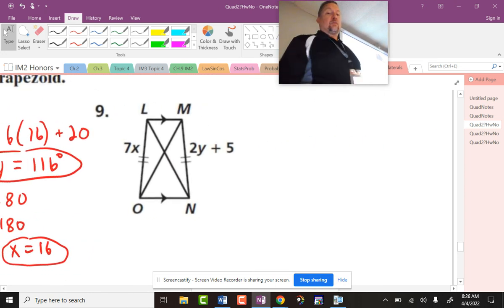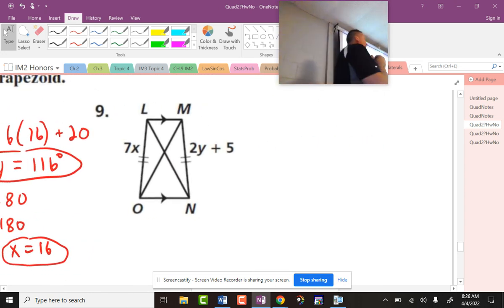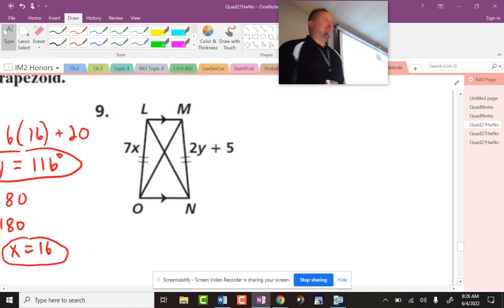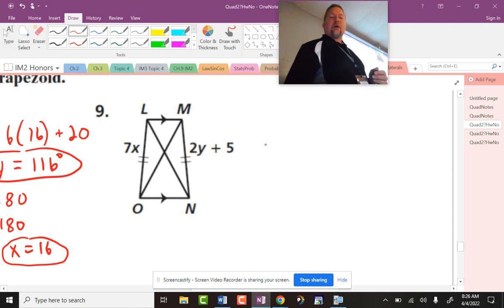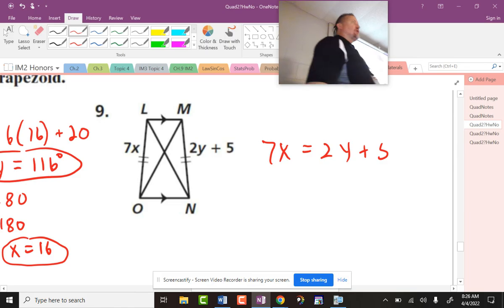Interesting. Number 9 is weird. Look at number 9 real quick. There's only one equation that I could set up here. There's something wrong, because I can only set 7x equal to 2y plus 5. And then we have to remember something with solving systems. I need 2 equations with 2 variables in order to solve. I don't have any other relationship I could figure out.